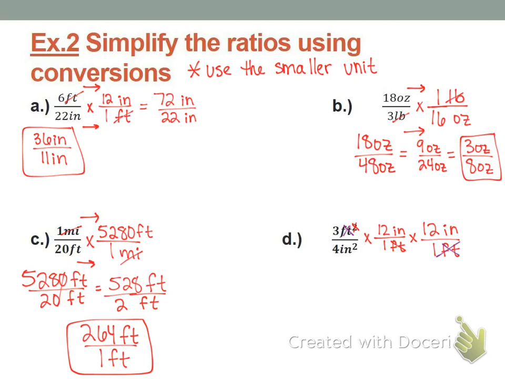Questions about why we had to do it twice? If you only do it once, you're not totally getting rid of your feet squared. You're only halfway getting rid of it. So we got to do it 2 times.